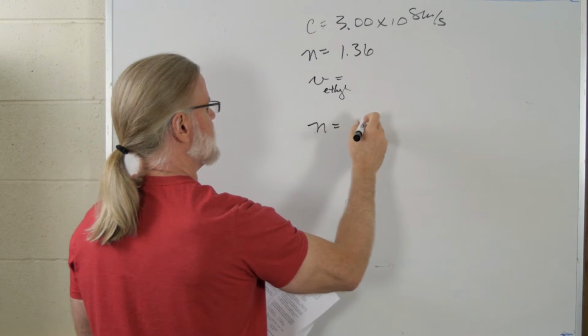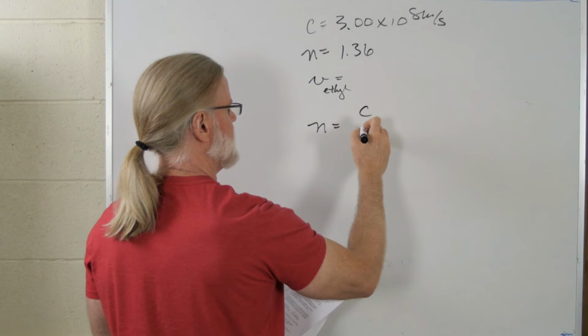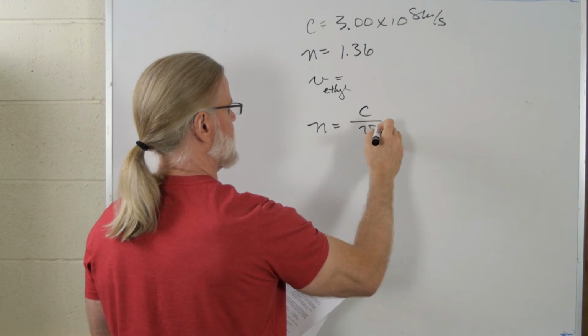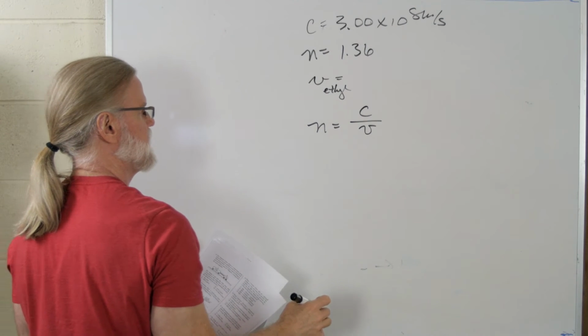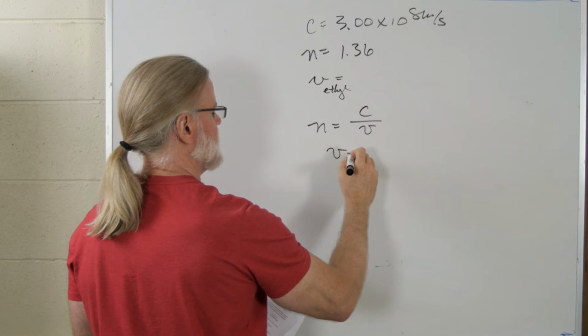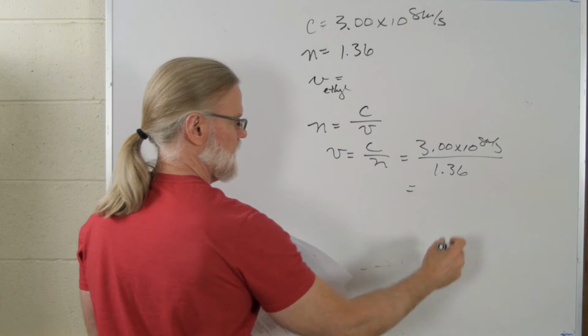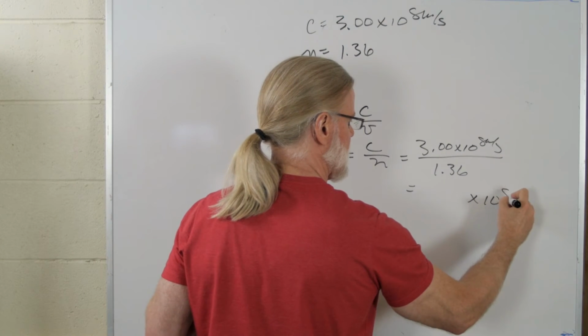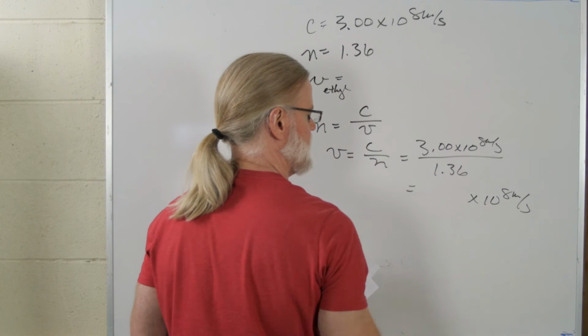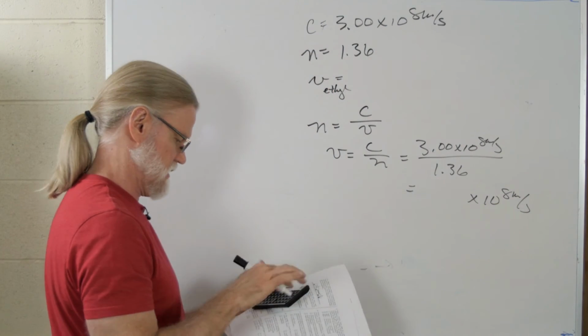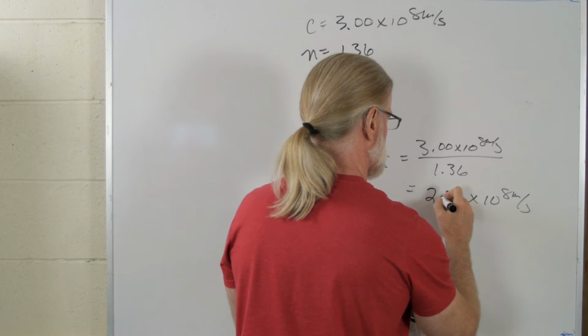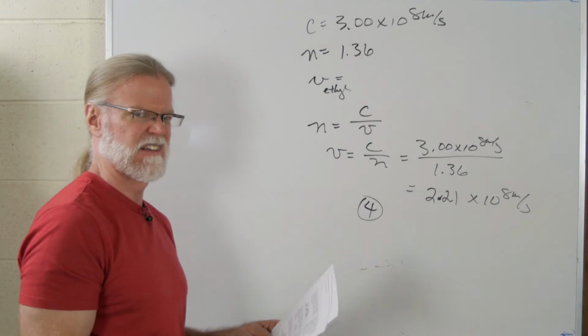Anyways, index of refraction is defined as the speed of light in a vacuum divided by the speed of light in that material. In this case, speed of light in ethyl equals c over n. And remember, it slows down, but they never slow down that much. It's always going to be times 10 to the 8th meters per second. 2.21 times 10 to the 8th. How fortuitous!